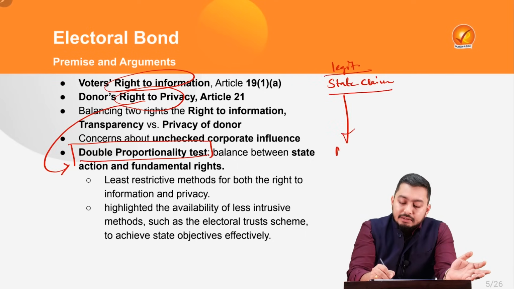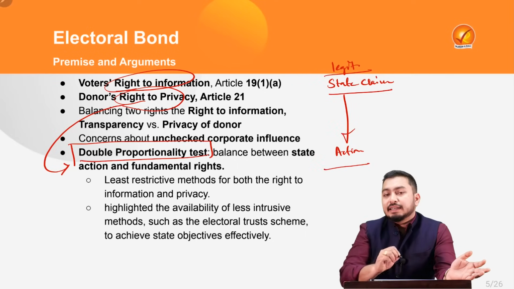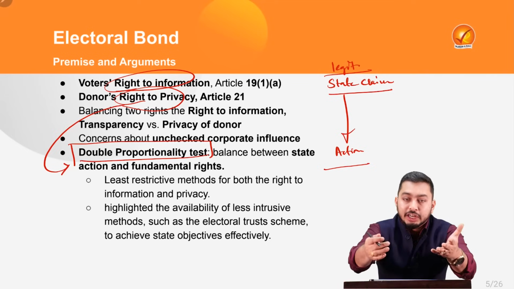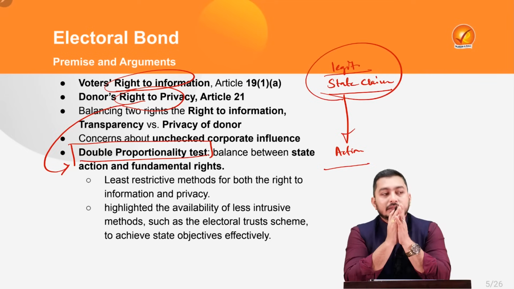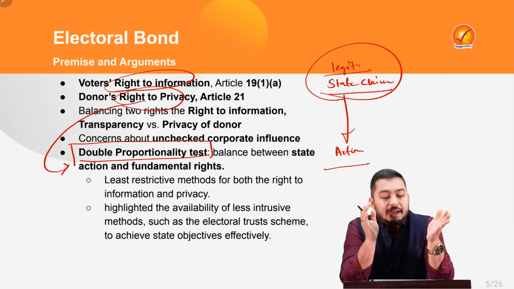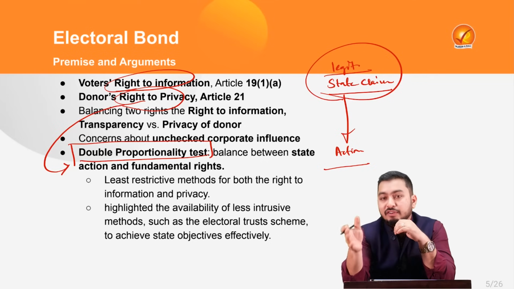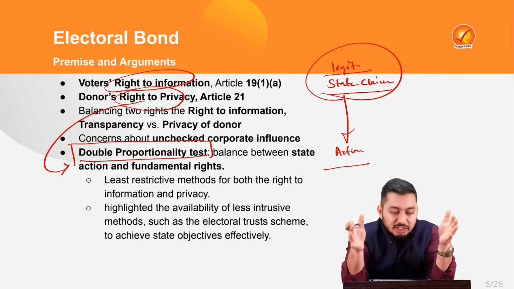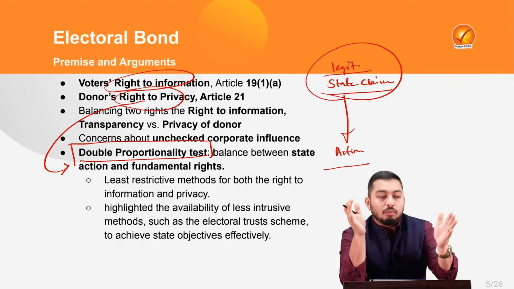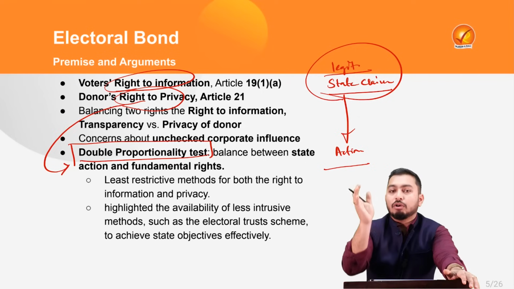And the action that the state is taking should be proportionate to the claim. So I want to achieve 100, I want to get 100 marks. So you go and give efforts for 100 marks. So there must be some proportion between what you want to achieve and what you are doing.